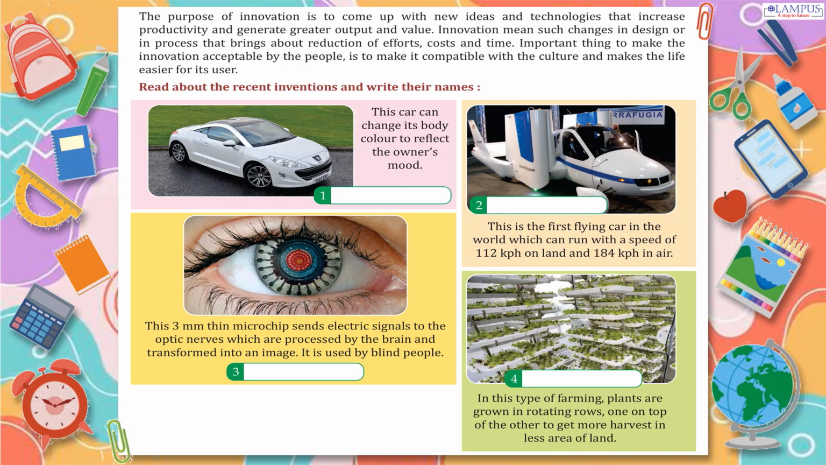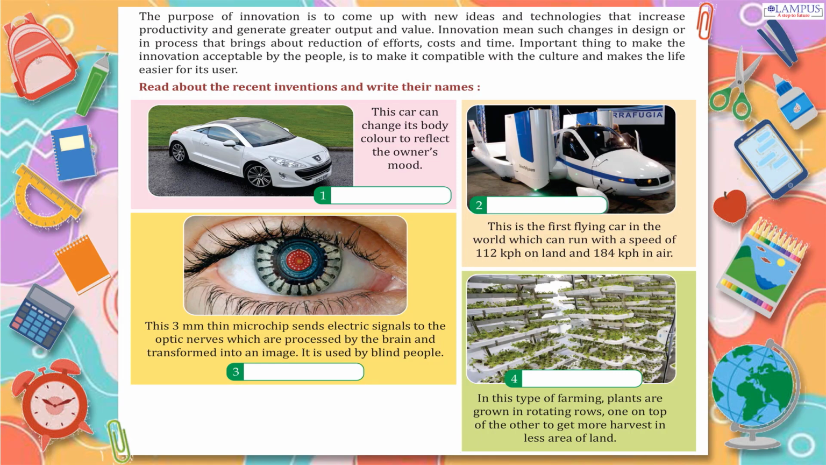This car can change its body color to reflect the owner's mood. 1. This is the first flying car in the world which can run with a speed of 112 km per hour on land and 184 km per hour in air.